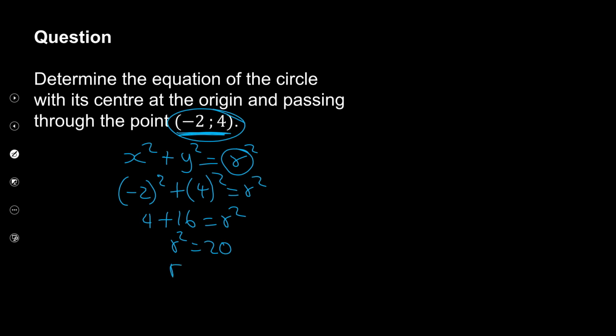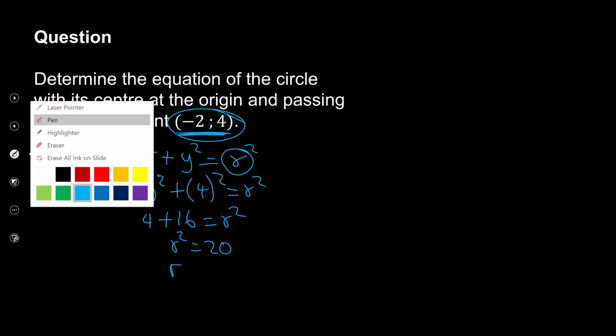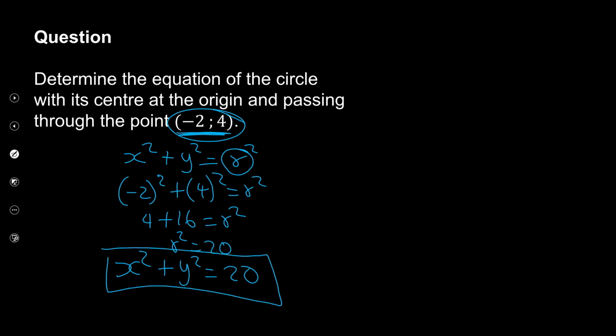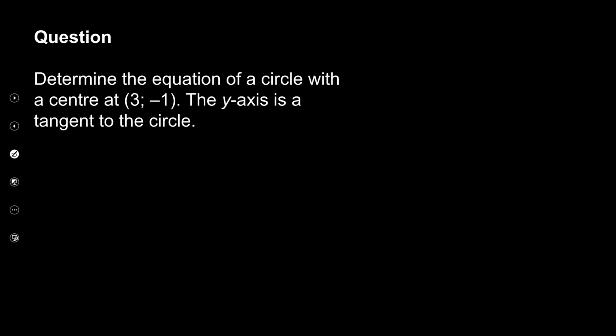Then you don't really need to even find the square root there. I was actually about to do it, but now that I'm thinking about it, I don't even need to do that. So it will be x squared plus y squared equal to 20. And that will be the equation that we need there. So you don't really need to find the r value, the actual radius, because you are going to square it after all. Then determine the equation with a center at, and then the y-axis is the tangent to the circle.